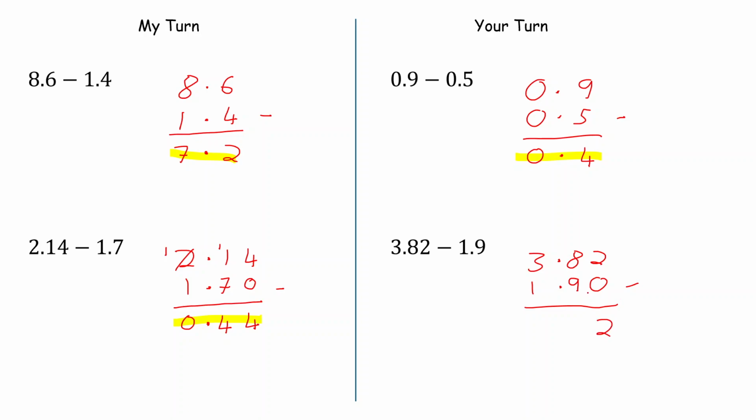8 take away 9 will give you a negative answer, so you've got to go and borrow from the next number, which is a 3. It goes down by 1, so it goes down to a 2, and you've borrowed a 1, so you've now got 18. So 18 take away 9 is going to give you a 9. You bring down your points, there we go, and we've got 2 take away 1, which is going to give you a 2. Good, and that is your answer for this one. Excellent. Let's highlight it. There we go, 2.92.